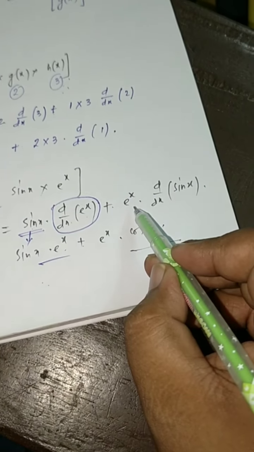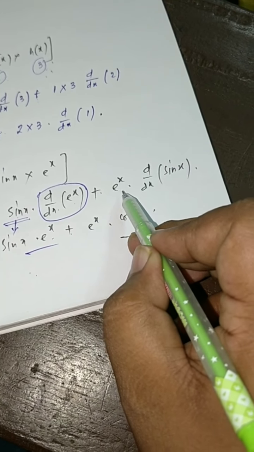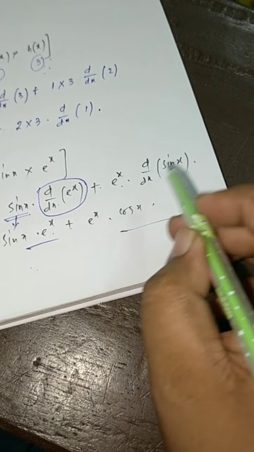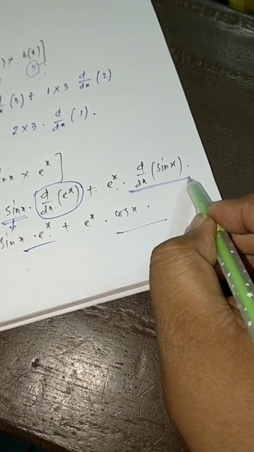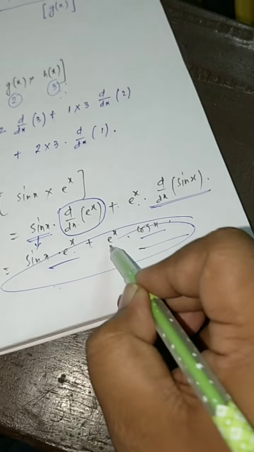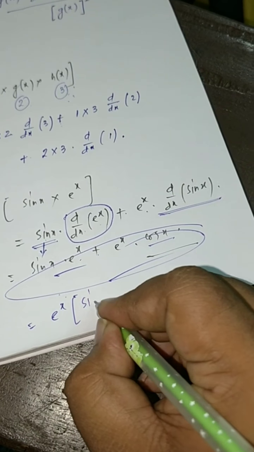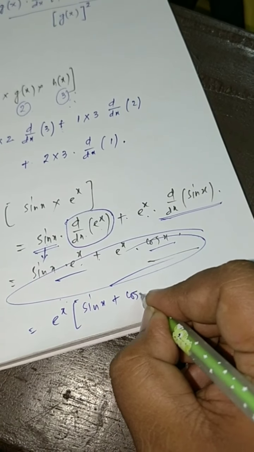Since e^x in the second term was sitting idle outside the differentiation, we have carried forward the e^x as such. d/dx of sin x, we have the direct formula, it is cos x, so we have written cos x. Now this has become the final answer. If you want to take e^x common, we can take that. The final answer will become e^x times (sin x plus cos x). That's it.